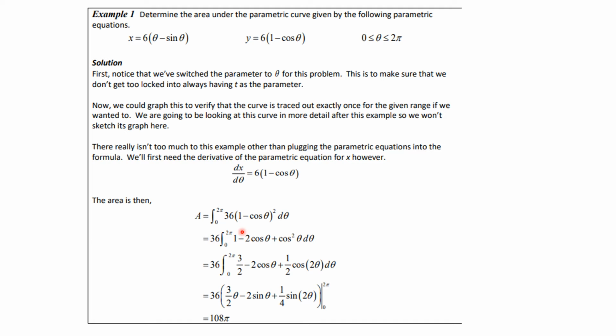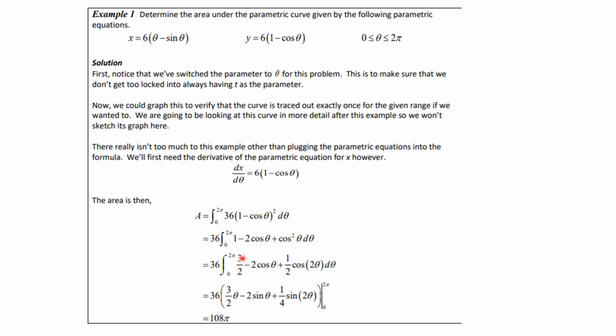Now we need to do some algebra. We expand this, taking 1 minus cosine theta times 1 minus cosine theta, and I'm going to pull the 36 out. So we get 1 minus 2 cosine theta plus cosine squared theta d theta. And so now we can integrate this.